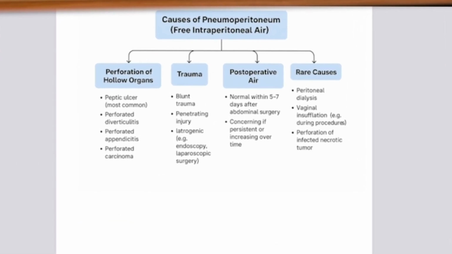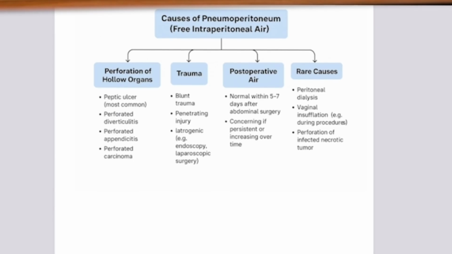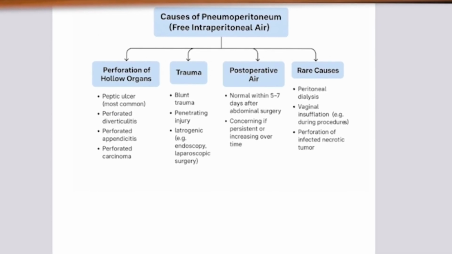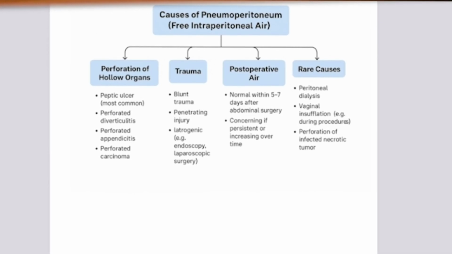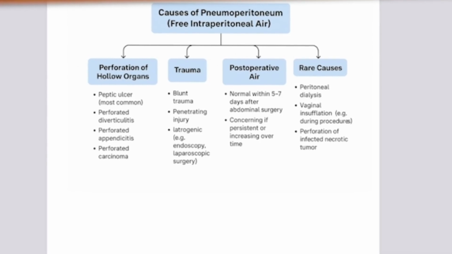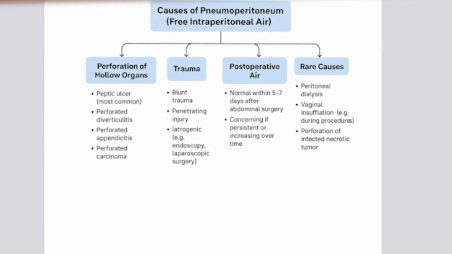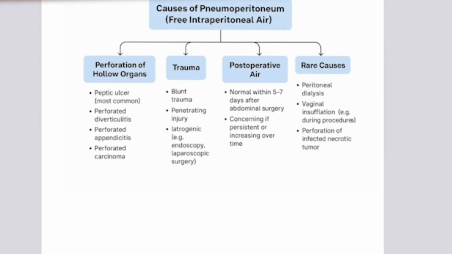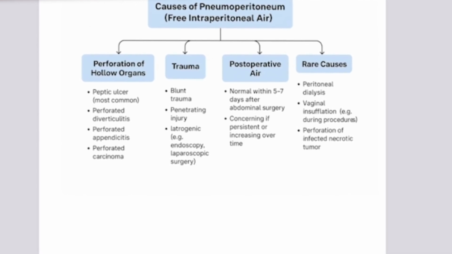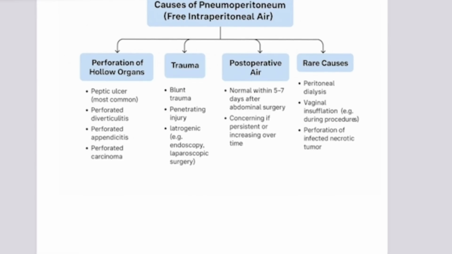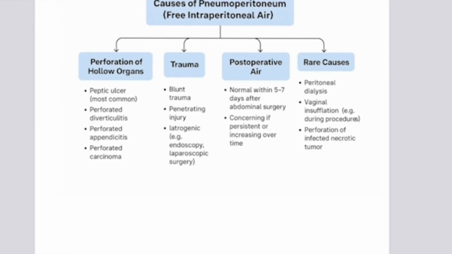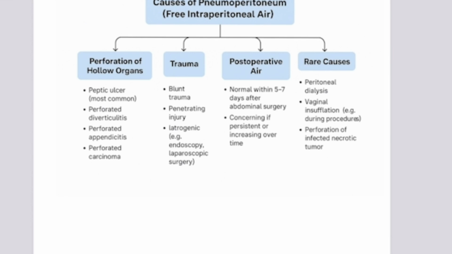The first cause of free air is a perforated hollow organ, like a perforated peptic ulcer in the stomach or duodenum, or a ruptured loop of bowel, small or large. These are surgical emergencies, and that tiny crescent on the diaphragm might be your first and only clue.